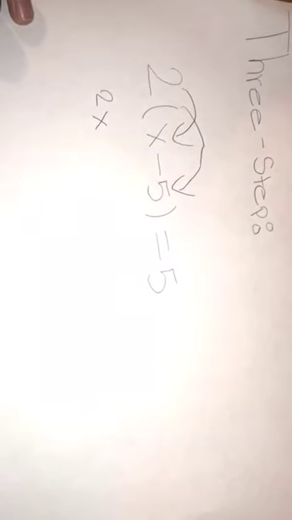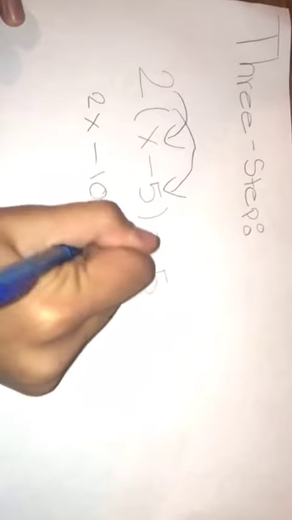This is my three-step equation. So first you would need to draw the arrows and do distributive property and distribute the 2 to the x and to the negative 5. So 2 times x would be 2x, and 2 times negative 5 would be negative 10. And then you would need to drop down the equals 5.